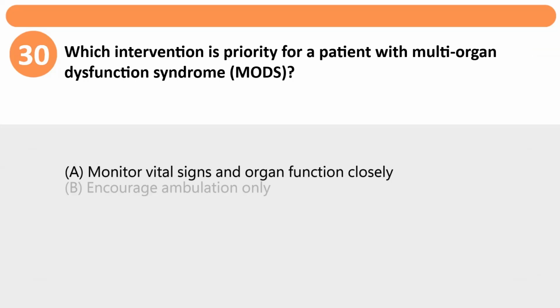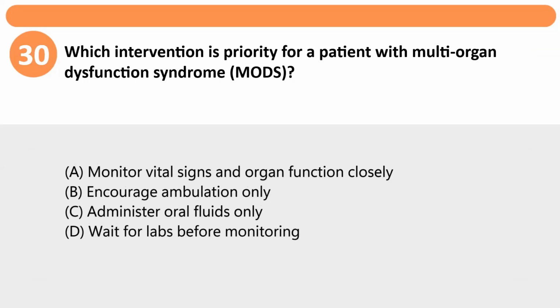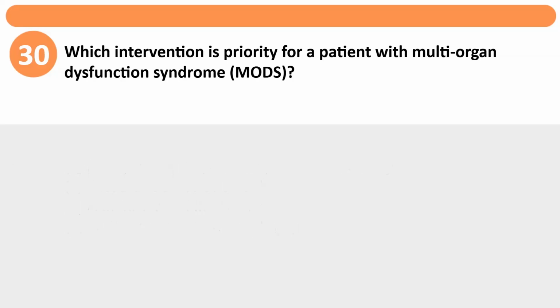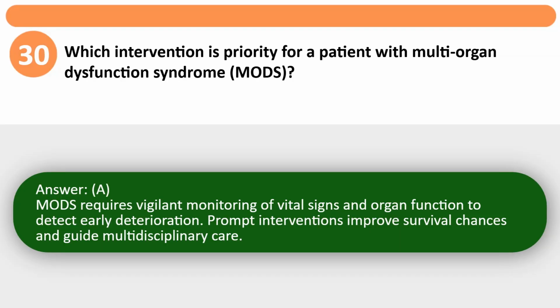Which intervention is priority for a patient with multi-organ dysfunction syndrome, MODS? A. Monitor vital signs and organ function closely. B. Encourage ambulation only. C. Administer oral fluids only. D. Wait for labs before monitoring. Answer: A. MODS requires vigilant monitoring of vital signs and organ function to detect early deterioration. Prompt interventions improve survival chances and guide multidisciplinary care.